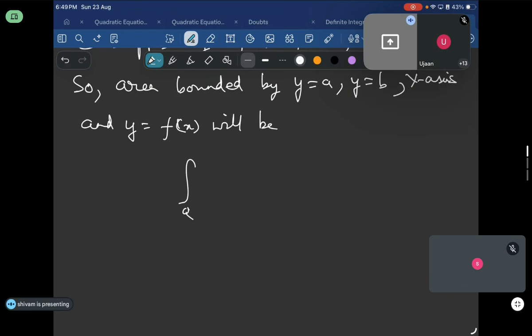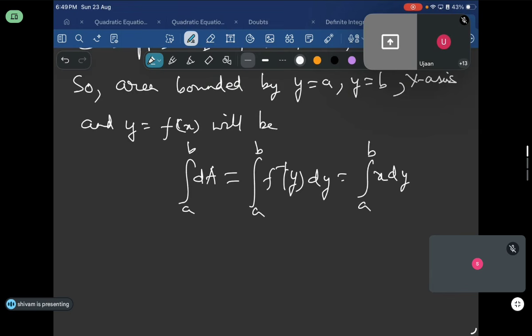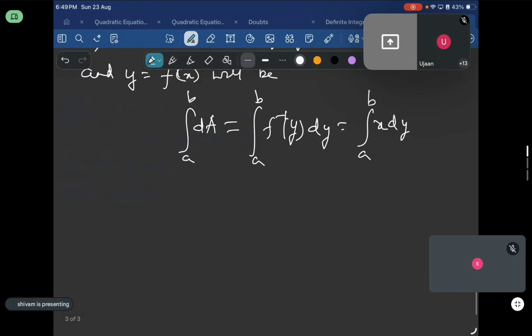the integral from a to b of dA, which is the integral from a to b of f inverse y dy, and this can also be written as the integral from a to b of x dy. Is it clear, everyone? f inverse y is equal to x only. So this is what finding the area by horizontal strip means.